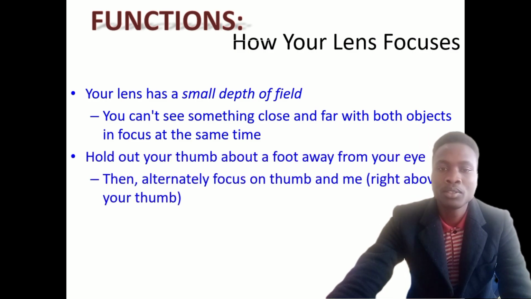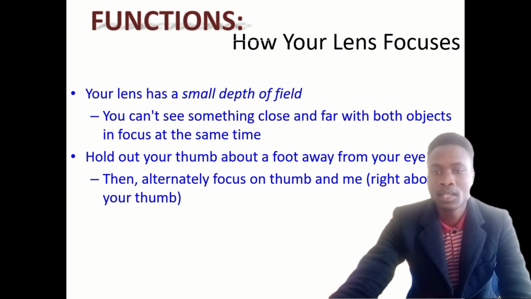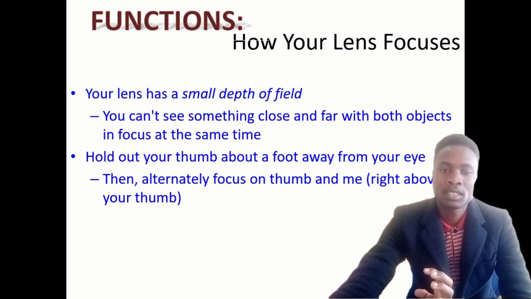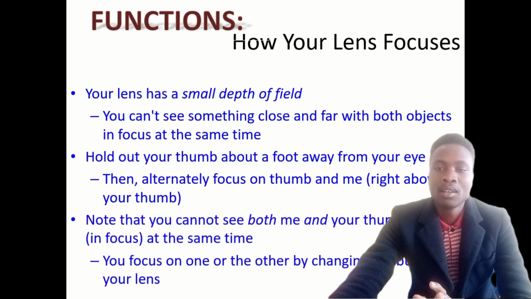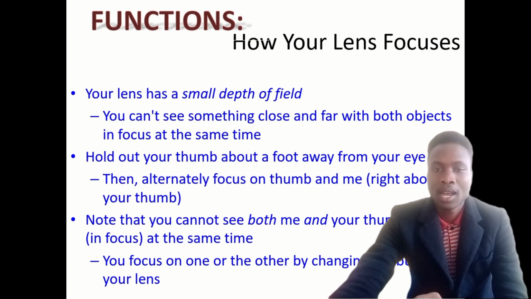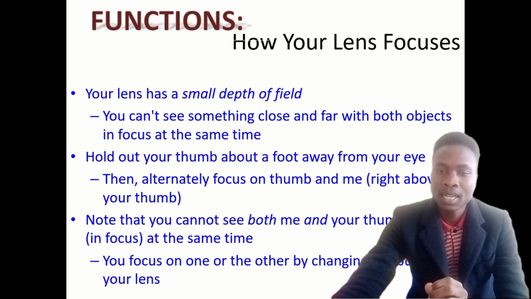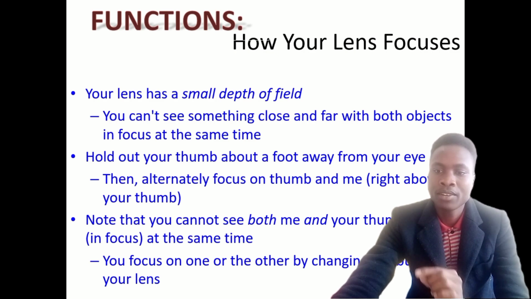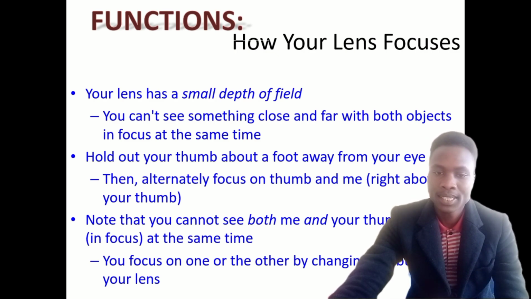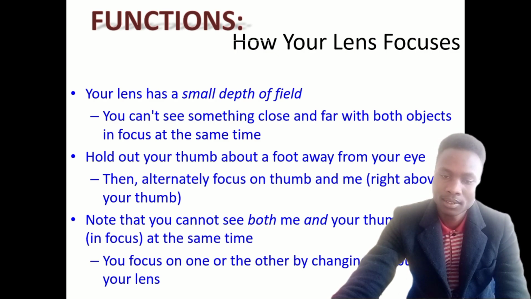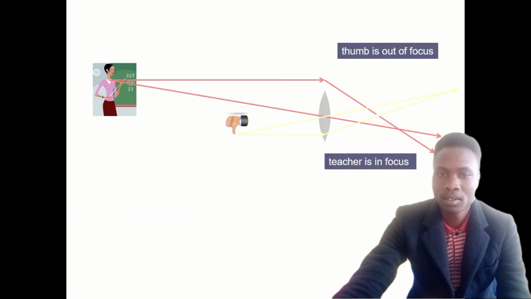Okay, hold out your thumb about a foot away from your eye. Then alternately focus on your thumb and on me right above the thumb. That is an experiment to check whether you can see two objects at once. Note that you cannot see both me and your thumb sharply in focus at the same time. You are focused on one or the other by changing the bulge of your lens. That is how the lens works.